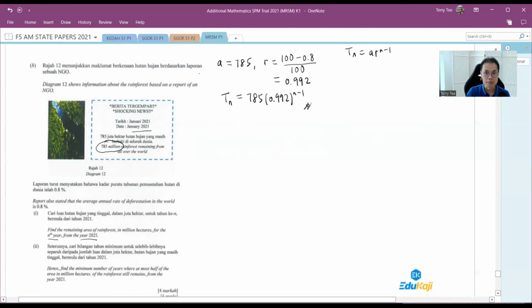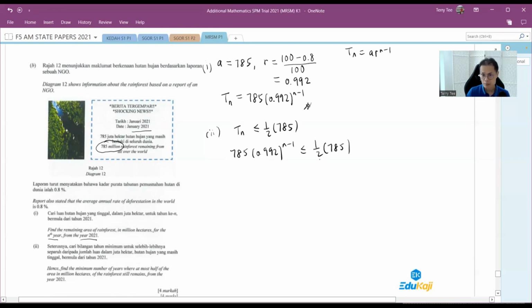Yeah. Okay. Second part. Hence, find the minimum number of years where at most half of the area will still remain from 2021. So we want at most half of the area in 2021, which is 785 million. Now we know your Tn formula already: 785 times 0.992^(n-1) less than or equal to half of 785.